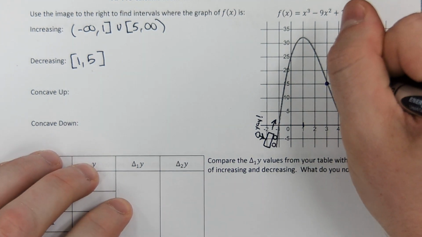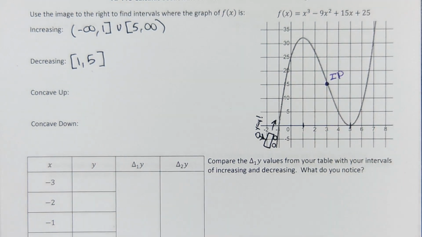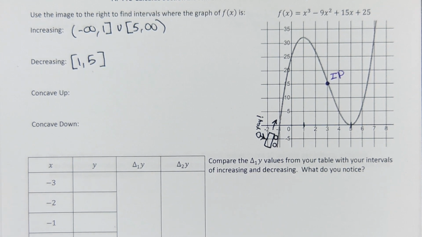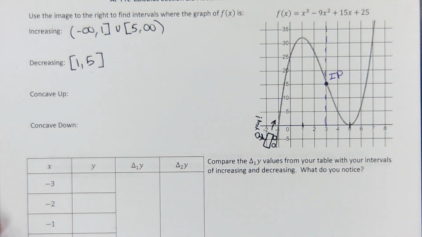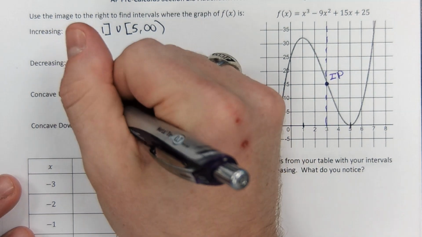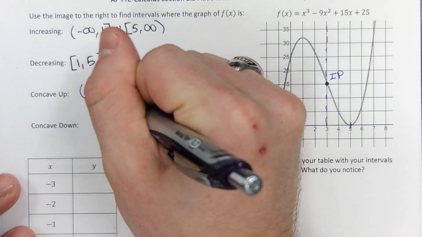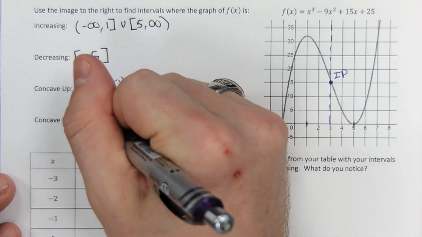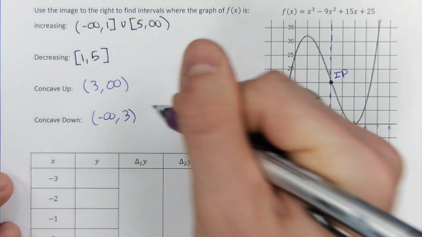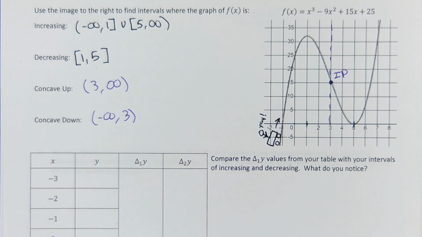This is your inflection point. So, which side is concave up, left or right of that point? To the right. So we are concave up to the right of x equals 3. We always use parentheses for concavity. And we're concave down to the left of the number 3. Like you said, good old chapter 1.